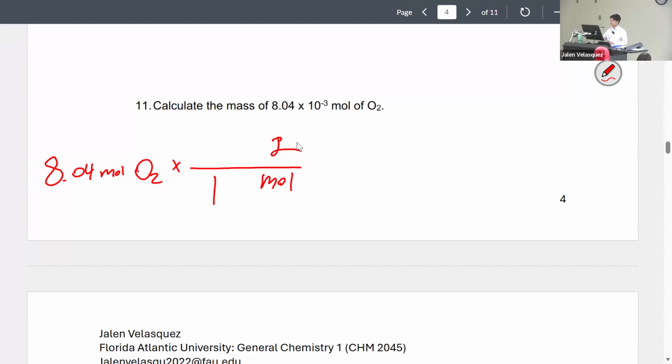So what's the molar mass of oxygen here? Good, 32. Don't get tripped up and put 16 here, because that's a mistake I see my students make all the time. On the periodic table, oxygen is 16, but it's O2, so we've got two of them, so it's 32. Your moles cancel off, you have grams left by itself.